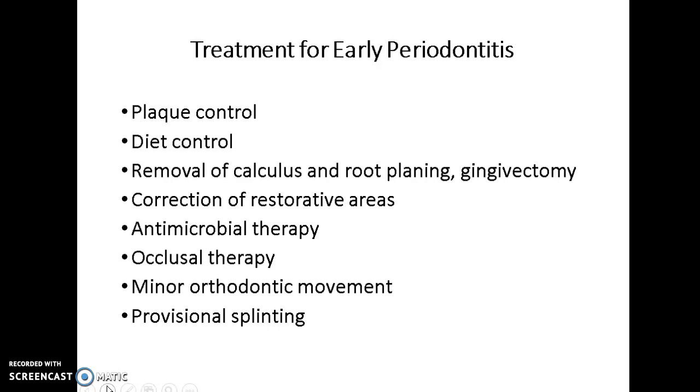We can begin antimicrobial therapy, which will be rinses, packing of antimicrobial medications, gels, and discs. We can do occlusal therapy if that is contributing to the loss of attachment, minor orthodontic movement to correct crowding, or provisional splinting, which we'll talk about later, to correct these issues.